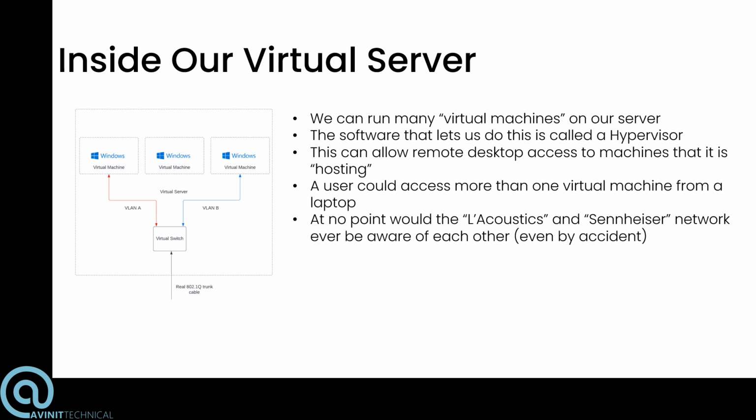So inside our virtual server, we could have 3 Windows virtual machines in this case in the illustration. I connect VLAN A from our virtual switch up to my first virtual machine. That may run my L-Acoustics network manager software. Virtual machine B is just a spare one. It's not doing anything at the moment. And machine C could be running WSM from Sennheiser, and that can happily just do that. And virtual machine A is just doing the amplifier management, which is fantastic.